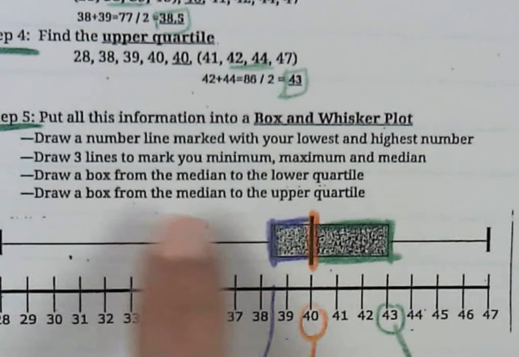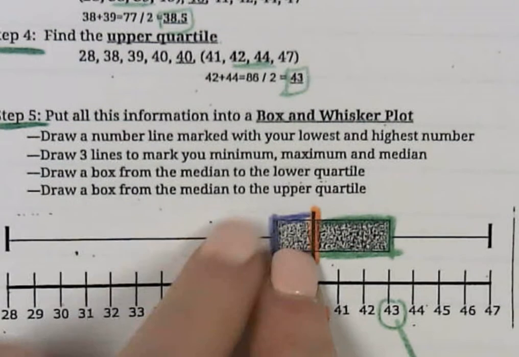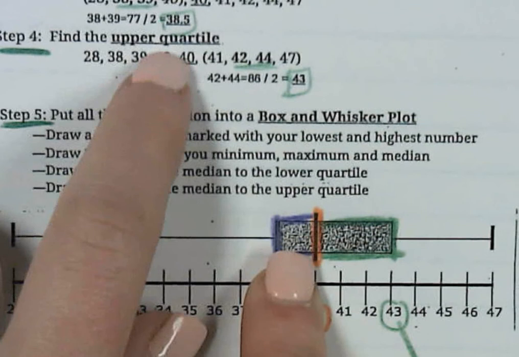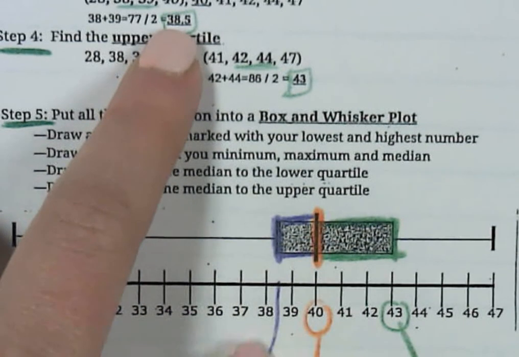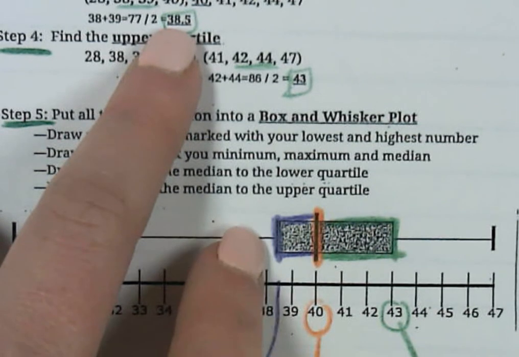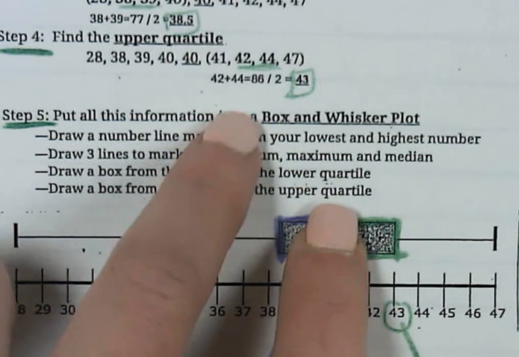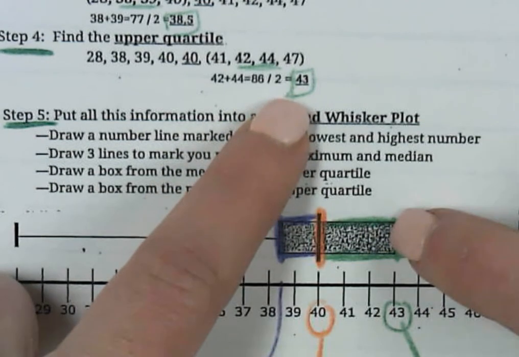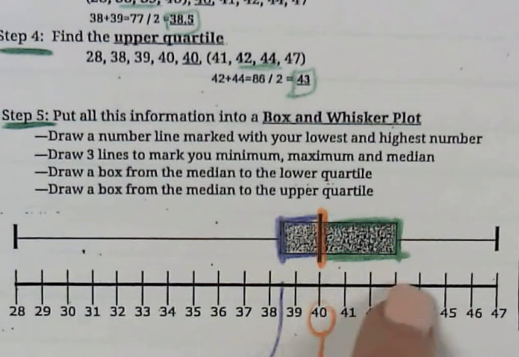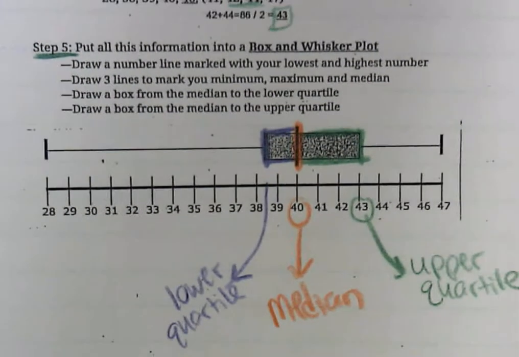Now it's time to draw the box. Draw a box from the median to the lower quartile. Now our lower quartile number up here was 38.5. So that's why we have this line right here in the middle, 38.5. Then we're going to find the median of the upper quartile, which we did up here. The upper quartile was 43, and that's where this line comes from. And then you connect all your medians together to look like a box. And that's what a box and whisker plot looks like.